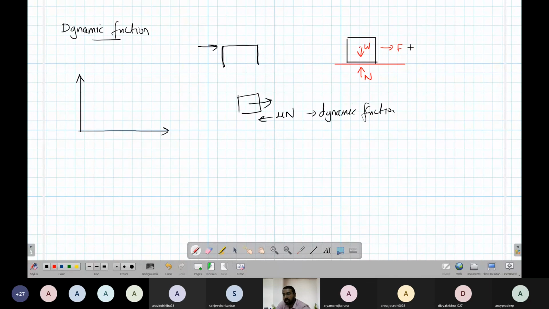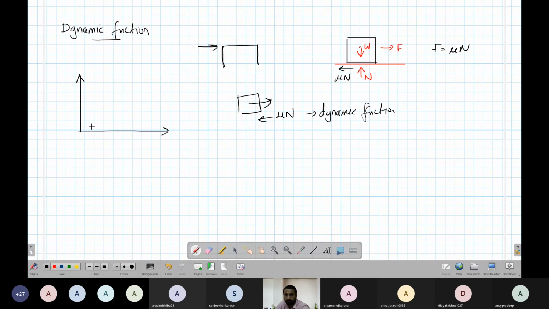I am slowly increasing the magnitude of the force. Okay. So there will be a friction force in the opposite direction. The magnitude of the friction force will be mu times N. Okay. So when F equals mu N, the body moves. Until then, the friction will slowly be equal and opposite to F.